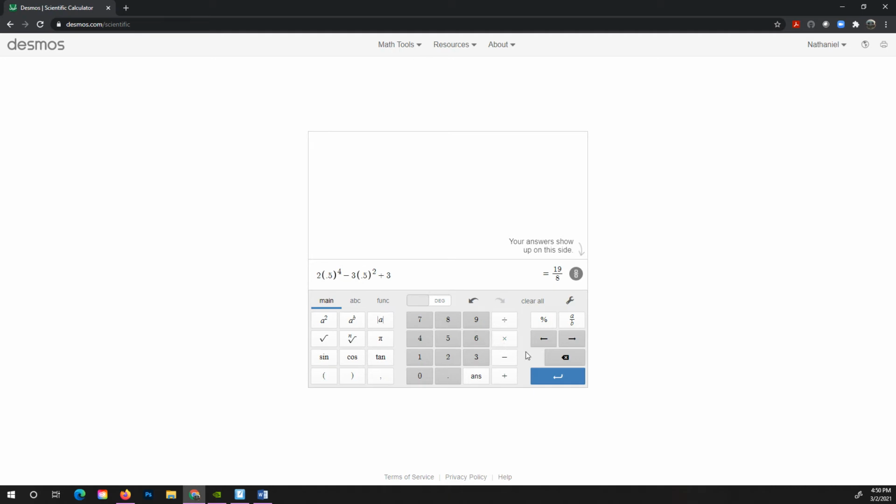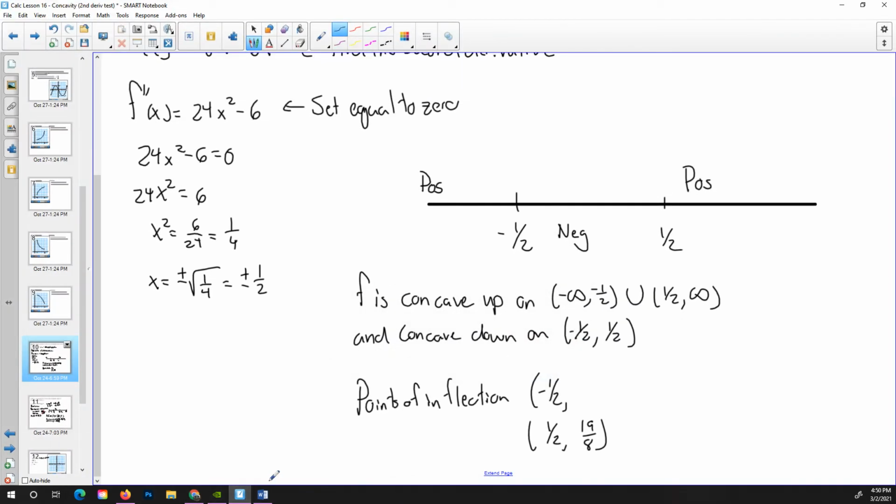And then here's the thing: if I would change the half to negatives, it'll be to the 4th power and to the 2nd power, and when I take a negative to an even power, I'll get a positive value out, so I don't need to really do that a second time. It's going to be 19/8 again. So those are our points of inflection.